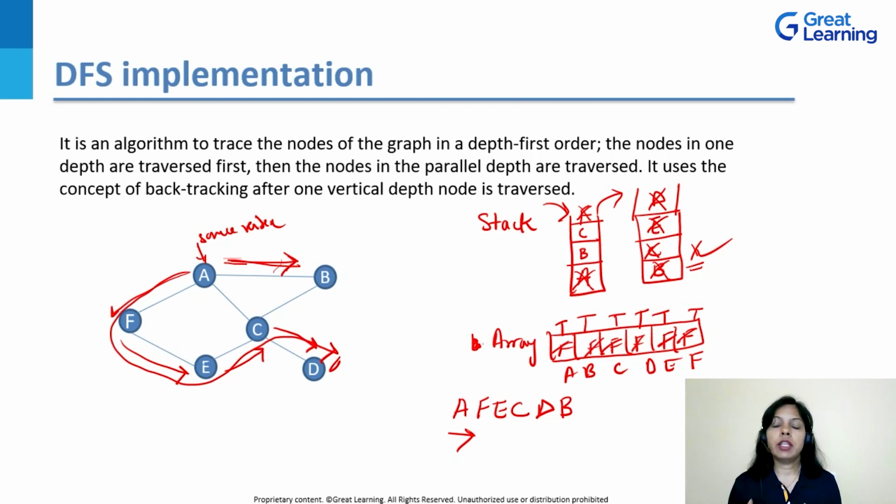To maintain that, we need one array list, and then we need one stack and one boolean array. So using these three data structures, we are going to implement the concept of depth first search. So let's go to that.